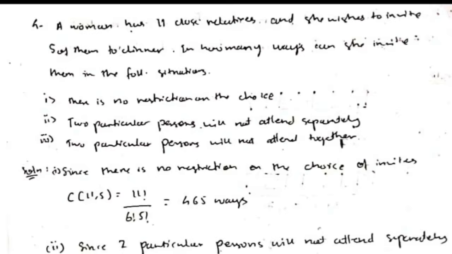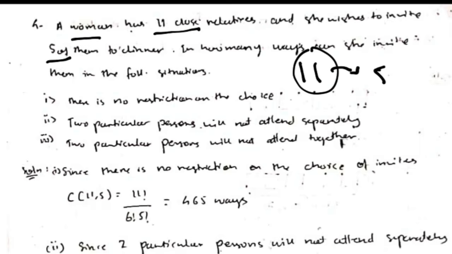In this question we have been given that a woman has 11 close relatives. Among the 11 she has to invite 5 for the dinner. So in the first case there is no restriction, which means in the normal way, 11C5 ways. From 11 you are choosing 5, so 11C5.